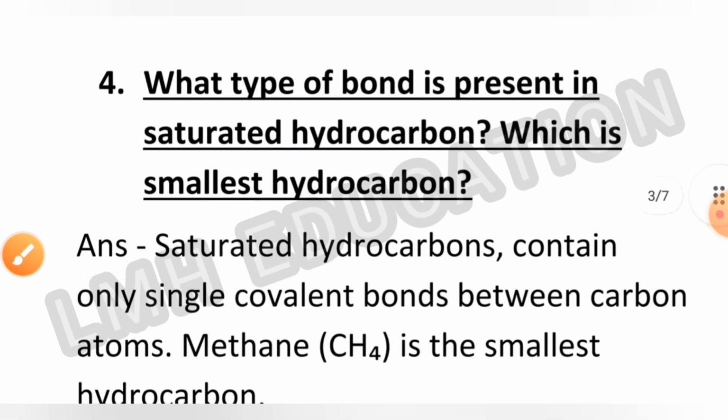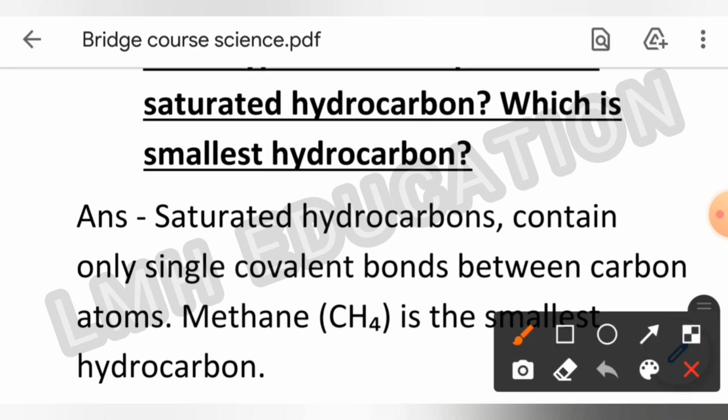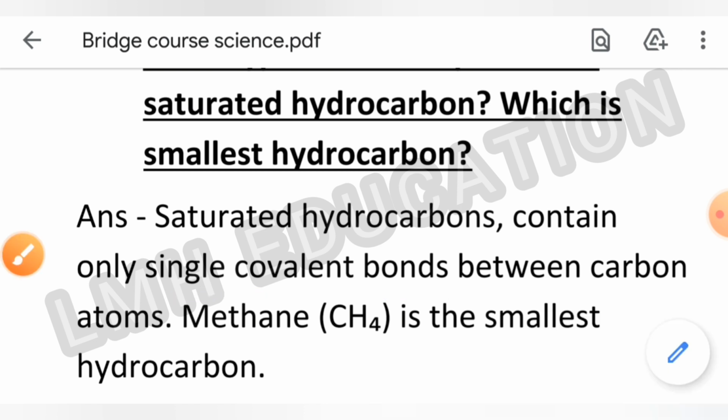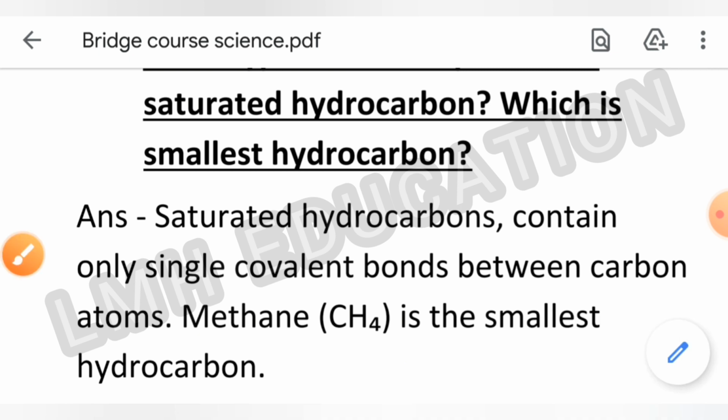Next question is question number 4. What type of bond is present in saturated hydrocarbon? So, saturated hydrocarbons contain only single covalent bond. Only single covalent bond. And the next question is, which is the smallest hydrocarbon? So, methane CH4 is the smallest hydrocarbon. So, this is the answer of question number 4.